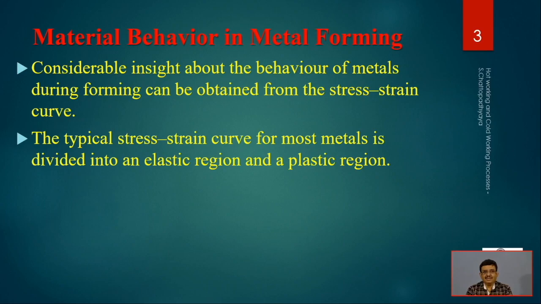That means it will come back to its original shape. When stresses are given, strain, that is dimensional change, will take place. If it is in the elastic region, it will come back to its original shape. If it is in the plastic region, it will not come back. So why are we interested in the plastic region? Because we are interested in permanent deformation. We don't want temporary deformation, we want permanent deformation, and permanent deformation has to be done in the plastic zone. That is why we are very much interested in the plastic zone and the yield strength. Beyond that it is the plastic zone, and that is where metal forming is done.